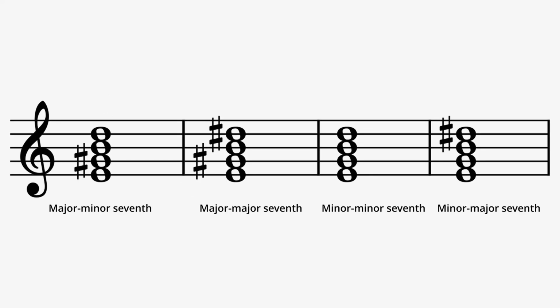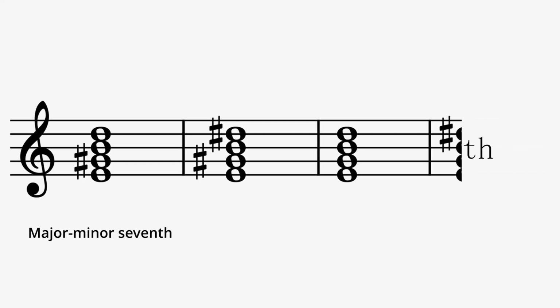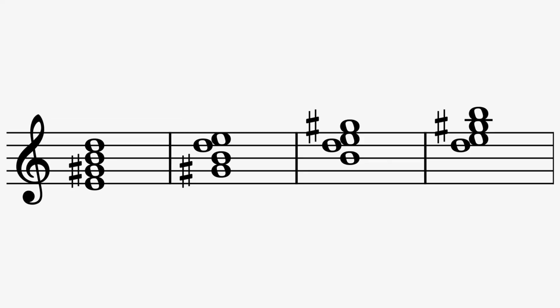As you can see, there are a few different types of 7th chords, but for now, you only need to learn the major-minor 7th chord, also known as the dominant 7th chord. We can create a dominant 7th chord by taking a major triad and adding an interval of a minor 7th above the root. Additionally, since 7th chords are made up of 4 notes, we have the possibility of another inversion.